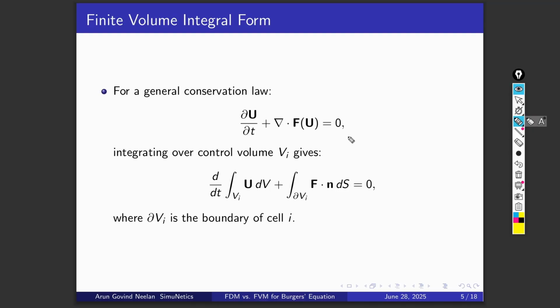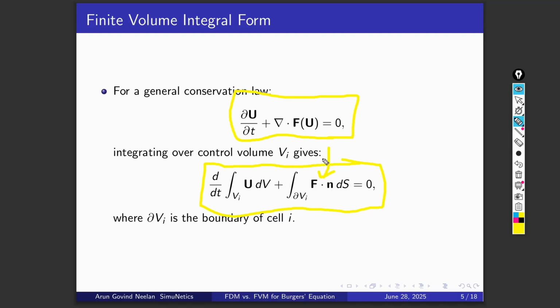Just to show the difference between integral and differential form, here I have shown how to derive it from the differential form. So this is a standard form of writing the governing equations of fluid dynamics in differential form. If we integrate over the control volume, we will get this one. So this we got after applying the Gauss divergence theorem.